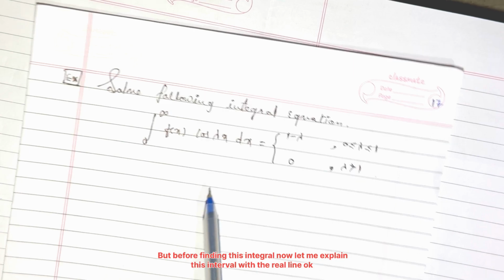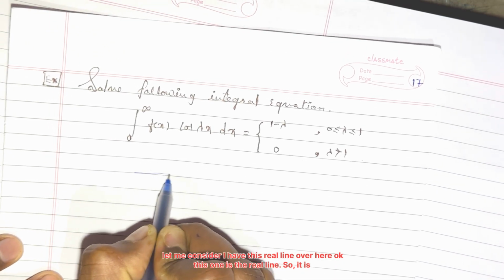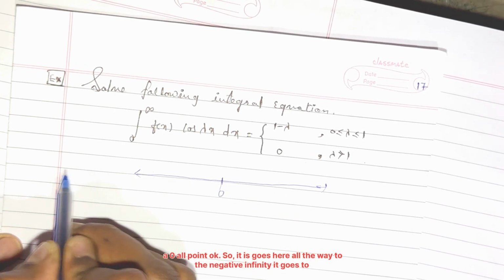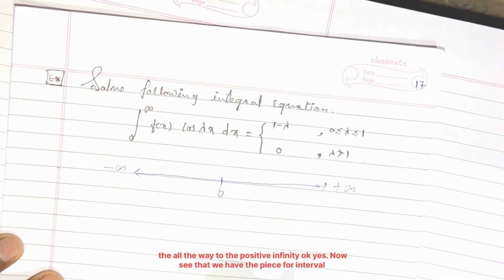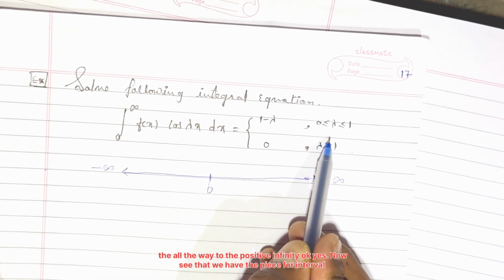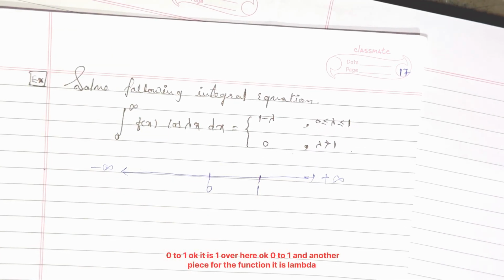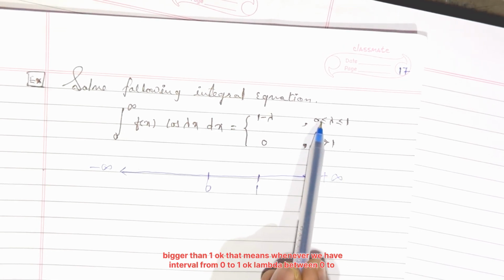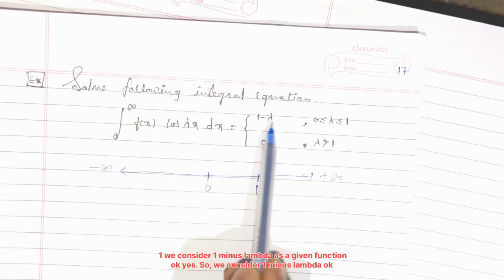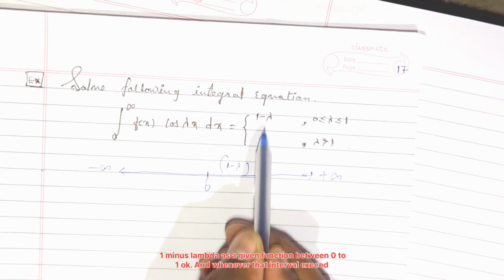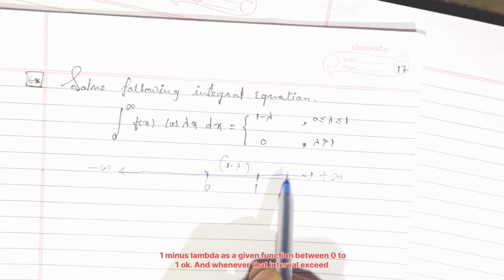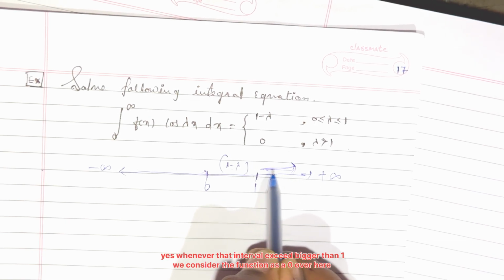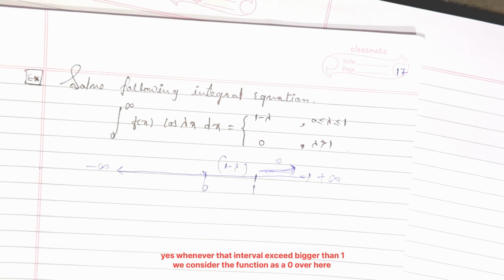But before finding this integral, let me explain this interval with the real line. Let me consider I have this real line over here, with 0 as the origin. It goes all the way to negative infinity on one side and positive infinity on the other. Now see that we have the piece for the interval 0 to 1, and another piece for lambda bigger than 1. That means whenever lambda is between 0 and 1, we consider 1 minus lambda as the given function. And whenever the interval exceeds 1, to this side, we consider the function as 0.